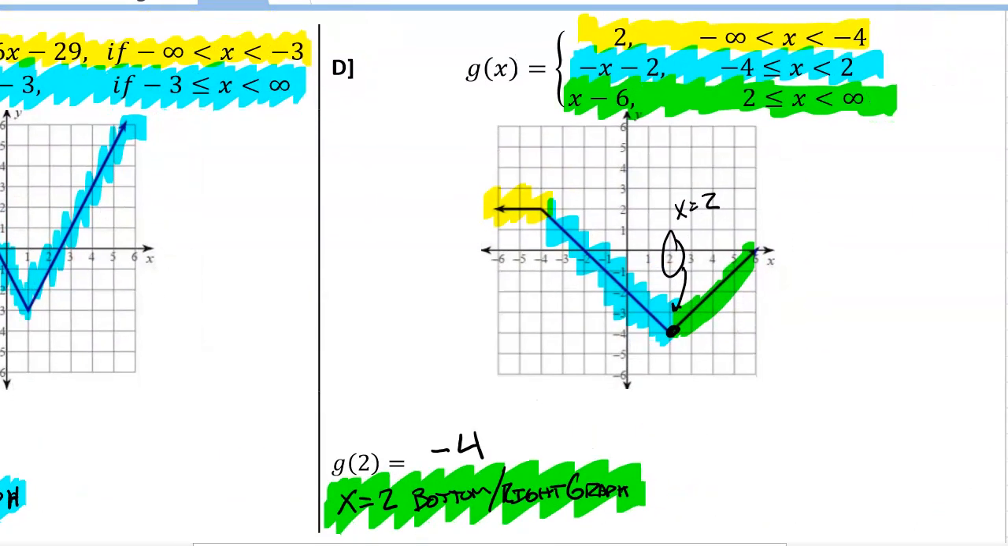In example D, x is equal to 2 falls into the bottom equation again. Here's an example where a piecewise function doesn't jump around; it doesn't have to have discontinuities. Here the graph just flows into each other. There's a little bit of an overlap at x is equal to 2, but since it's in this bottom domain, we could substitute it in and get 2 minus 6, which gives us negative 4, or from the graph we can simply see it there.